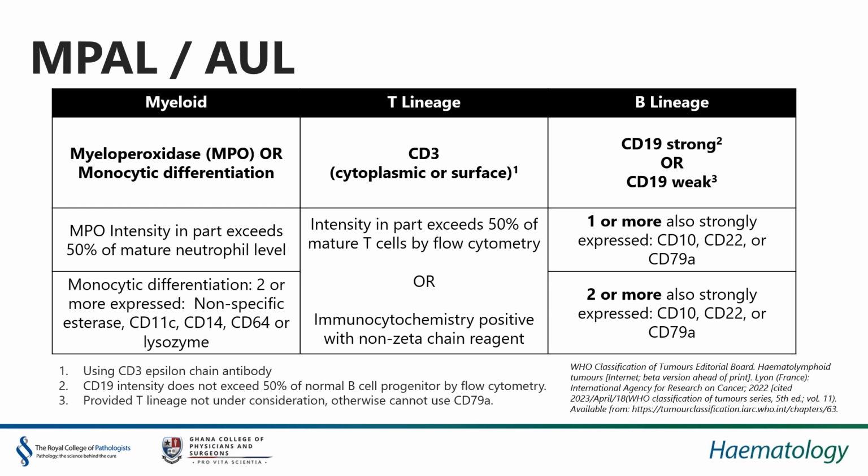So if you have a case that has a nice strong expression of myeloperoxidase, which also has, say, a nice strong expression of cytoplasmic CD3, that could be considered a mixed phenotype acute leukemia of myeloid T. Likewise, if you have a nice strong expression of myeloperoxidase with a strong expression of CD19 with one other marker, say CD22, or more commonly cytoplasmic CD79A, this can be considered a myeloid B mixed phenotype acute leukemia.